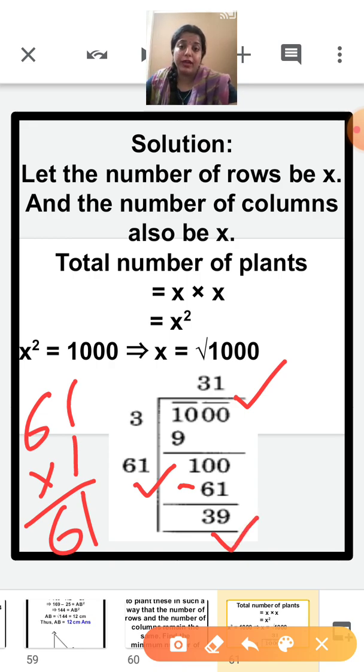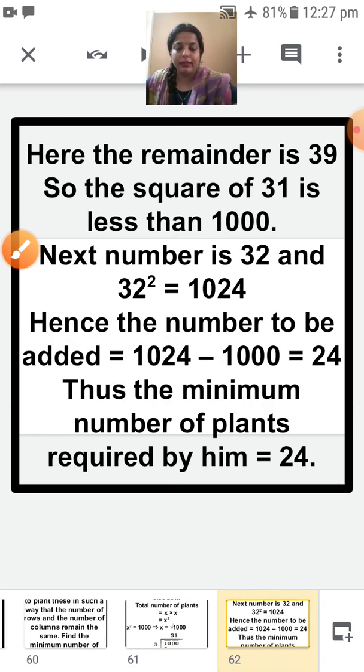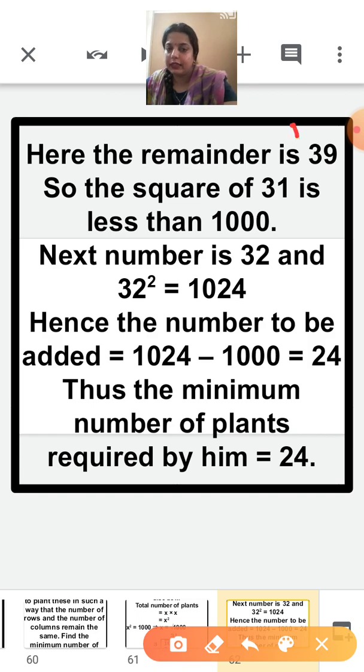It means when we are arranging 1000 plants, only 39 plants are left when we keep the number of rows and number of columns the same. So what should we do now? We need to add more plants so that 1000 becomes a perfect square and all the plants the gardener has can be arranged properly in rows and columns in equal form. So the remainder you are getting is 39.